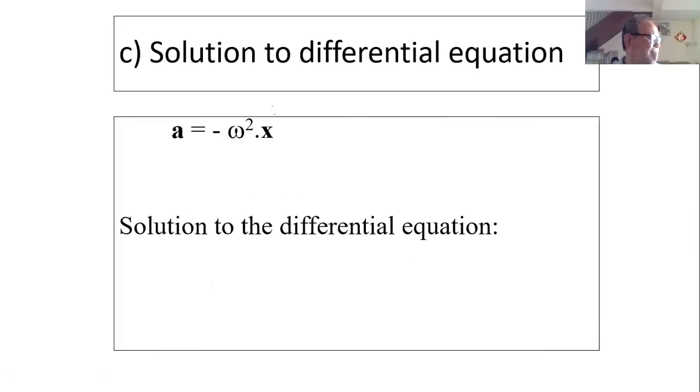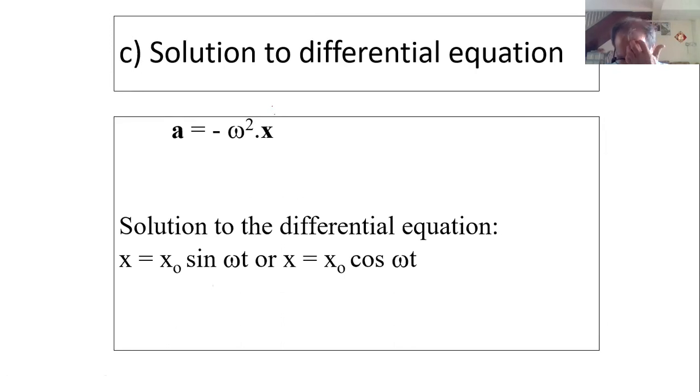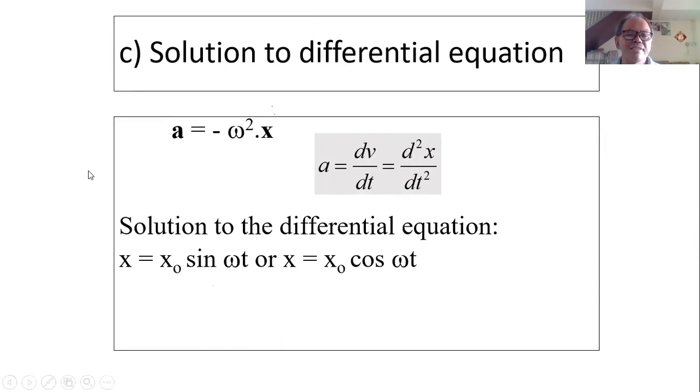And this is a differential equation, and these are the solutions. This acceleration, you can rewrite as dv/dt and d2x/dt squared. That's why we call it a differential equation. So these are the solutions. It can be this sine solution or it can be a cosine solution.